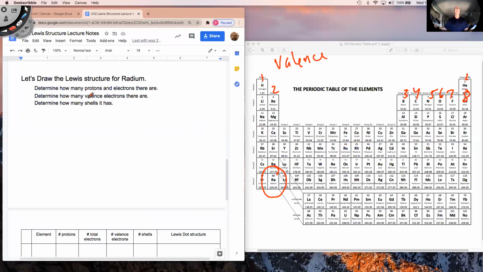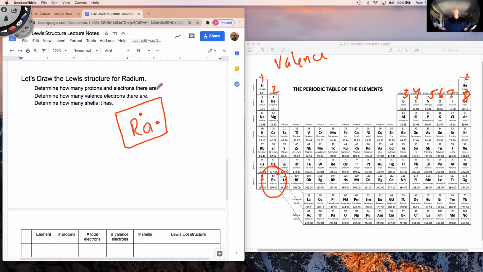So how would you draw it for radium? This is what your assignment is today. Let's draw the Lewis structure for radium. So here it is. There's radium. And how many valence electrons does radium have? 2. 1, 2. And that's your answer. What? That's your answer. You're welcome.